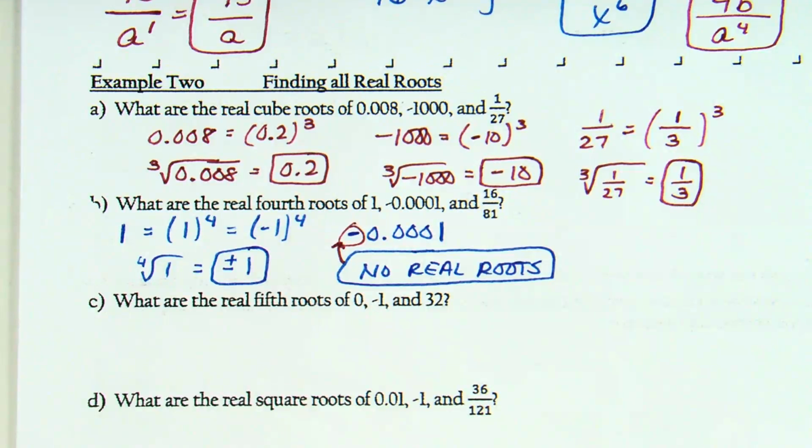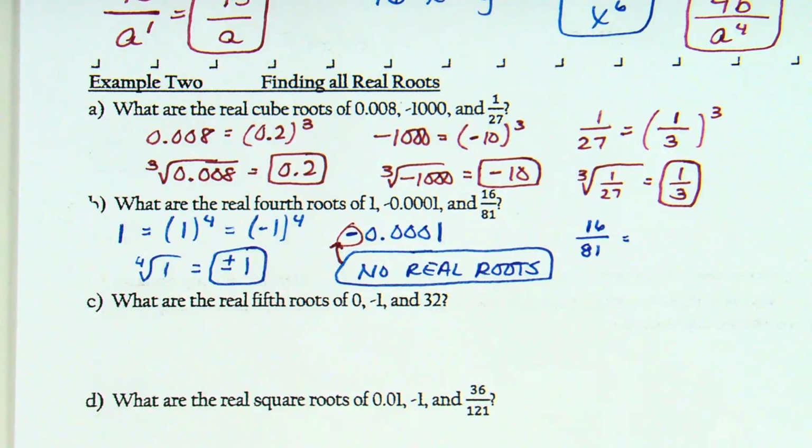Can you do the last one? Okay, guys. The fourth root of 16 over 81. Don't plug the whole fraction into a calculator and take the fourth root. That'll give you some yucky decimal answer. We don't want that. Think individual numbers. If you have to plug into a calculator, plug in individually.